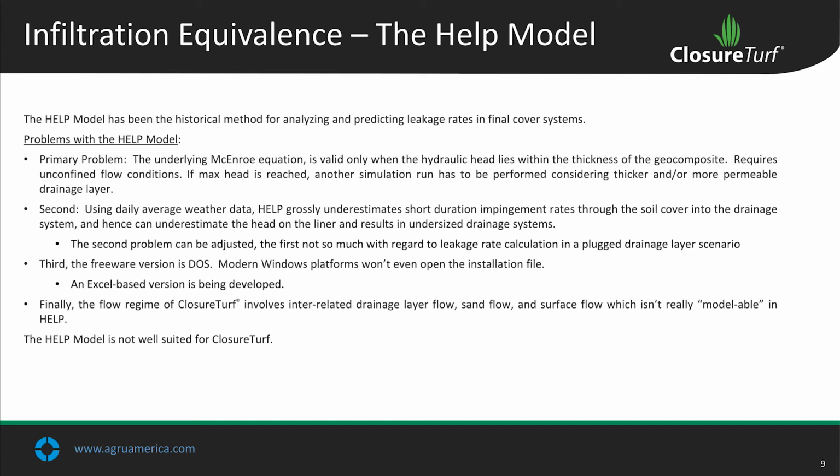Second, it uses daily average weather data. So for short duration bursts of rainfall, say the 5-minute intensity, it underestimates the impingement rate through the soil cover into the drainage system. So you can underestimate the head on the liner and the flow in, say, an underside drainage system. Now, while that second problem can be adjusted, the first, not so much, as far as leakage rate calculations and flow in the drainage layer.